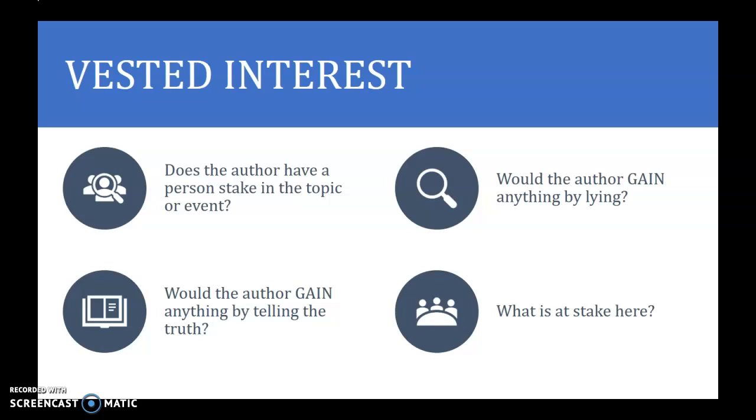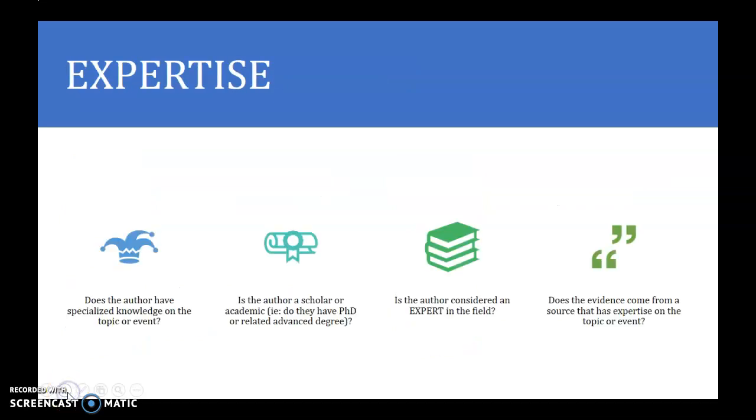So we always need to think, could this person make money? Could this person gain fame? Could this person gain something in the world by lying? And does the author gain anything by telling the truth? Usually this will go back to that reputation feature. Reputable researchers tend to gain authority and respect in their field when they tell the truth. But thinking about this, what is at stake? What is the author's vested interest in this issue?